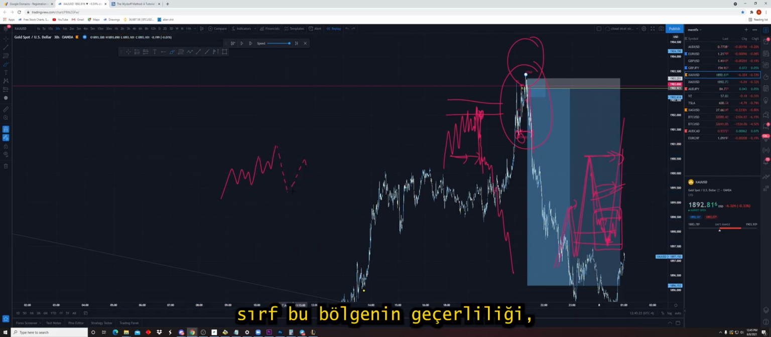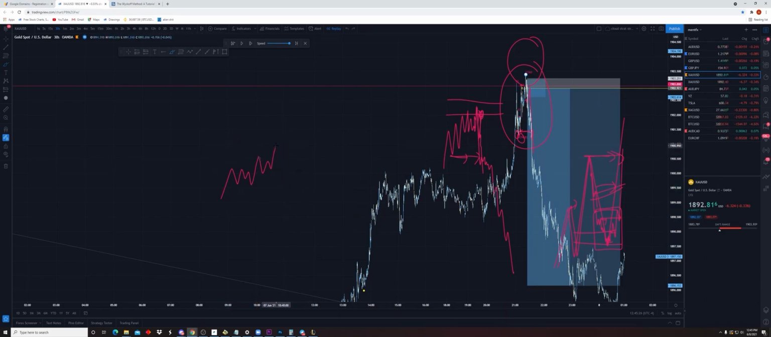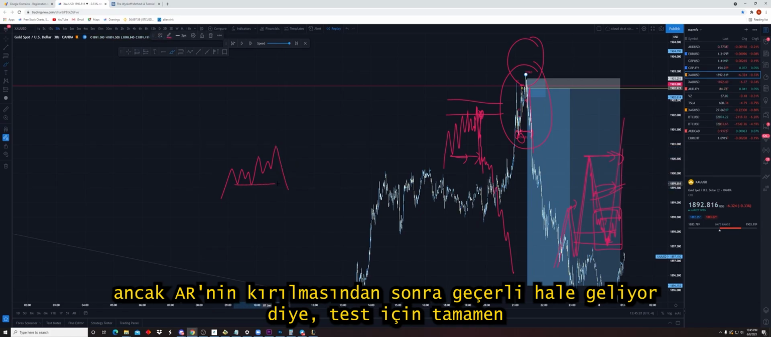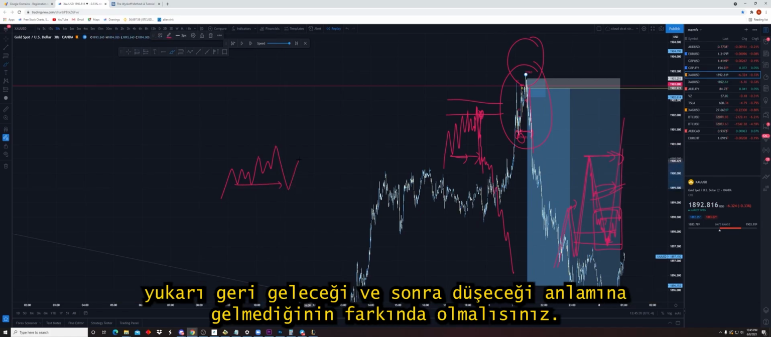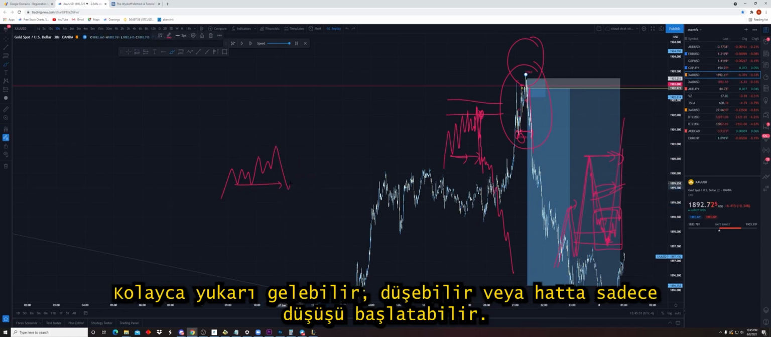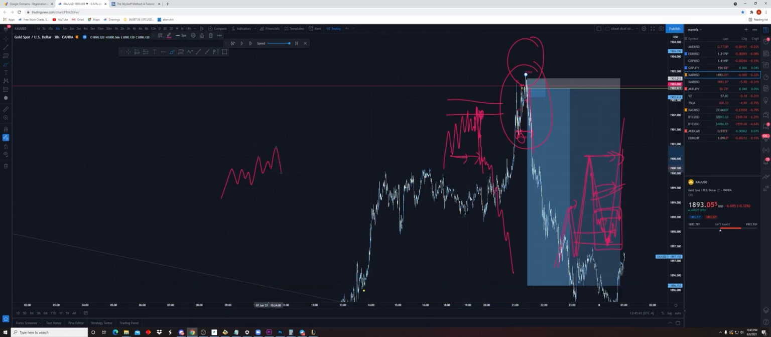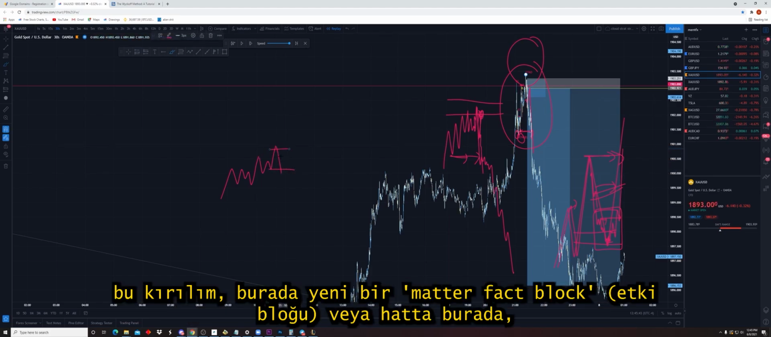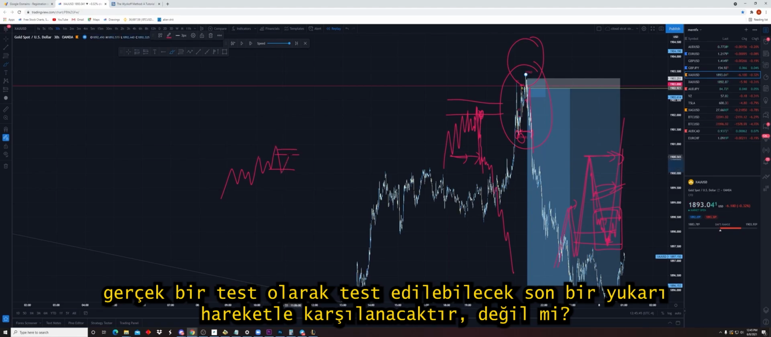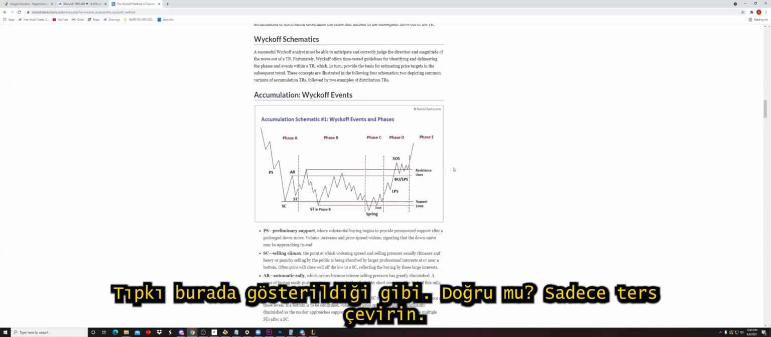However, at the same time, you should be aware of the fact that just because validity of this zone only becomes valid after the break of the AR, does not mean that it will come all the way back up to test and then drop. It can easily come up, drop, or even just begin to drop off. Now, that also means that part of it is knowing that when this occurs, this break will be met with a new MentFX block here, or even a last up move here that might be tested as a real test, right? Just like shown here, right?